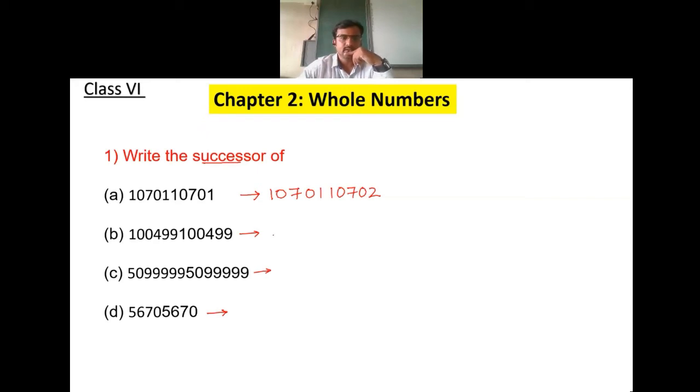Prithvi, Gururaj, your answers are correct. The answer for this is 1004991000500. The successor of this particular number is 5099999. How many times 9 are there? 1, 2, 3, 4, 5 times 9 are there, followed by 5. This becomes 1 followed by 5 zeros.